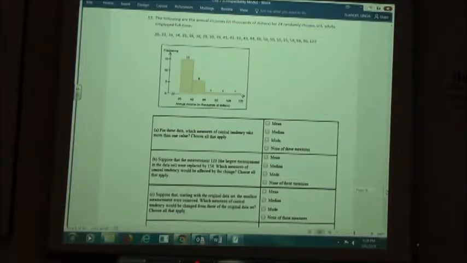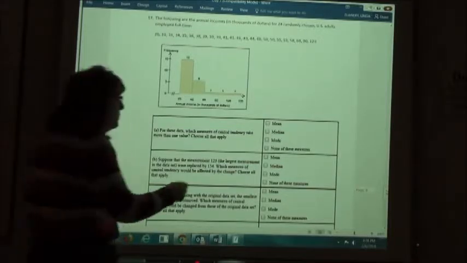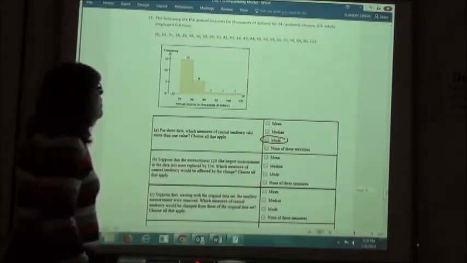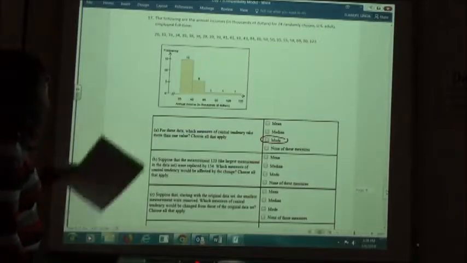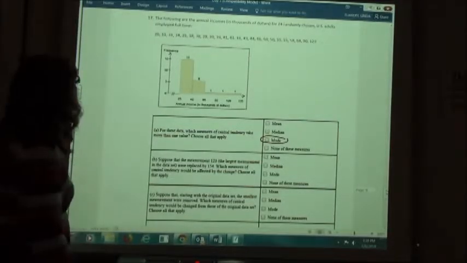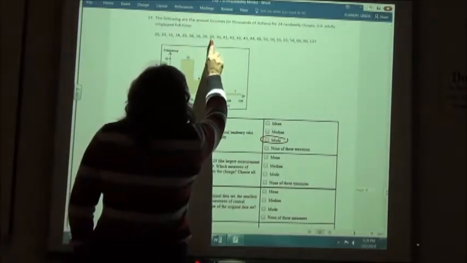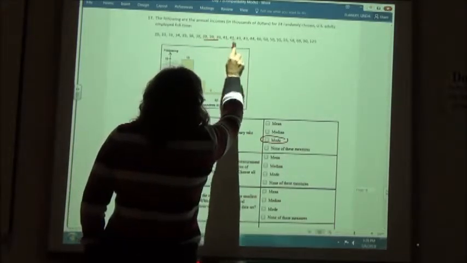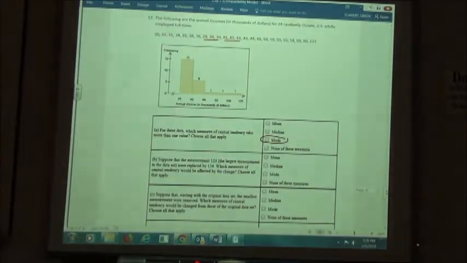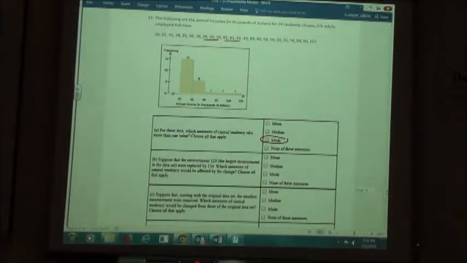Am I going to have more than one mode? Yes. Now I would have to look at my list of data, but if I look at my list of data, which numbers occur the most? I've got 3 of those and 3 of those. I've got 2 numbers in my mode. So there, if I look, the mode has more than 1.